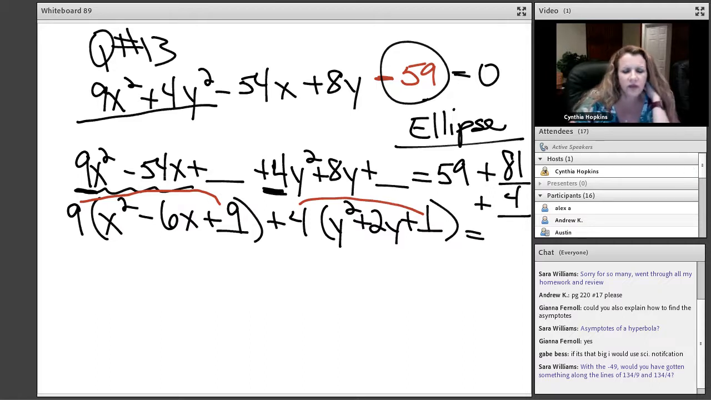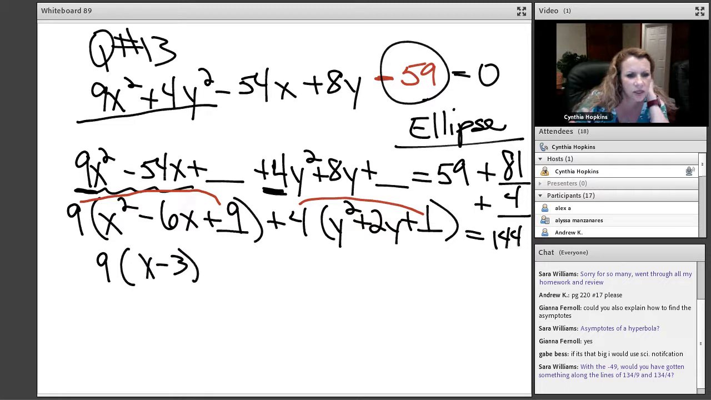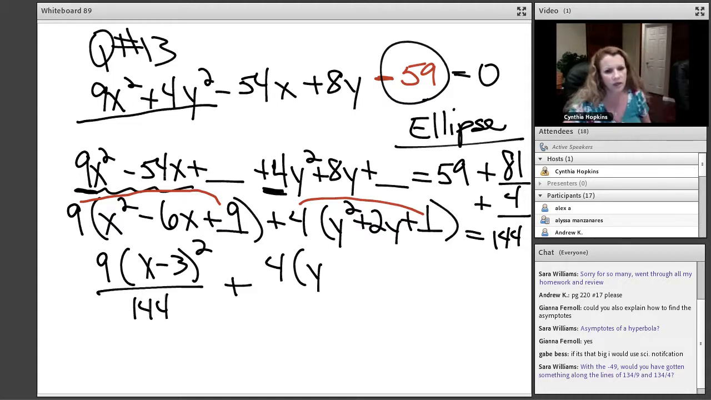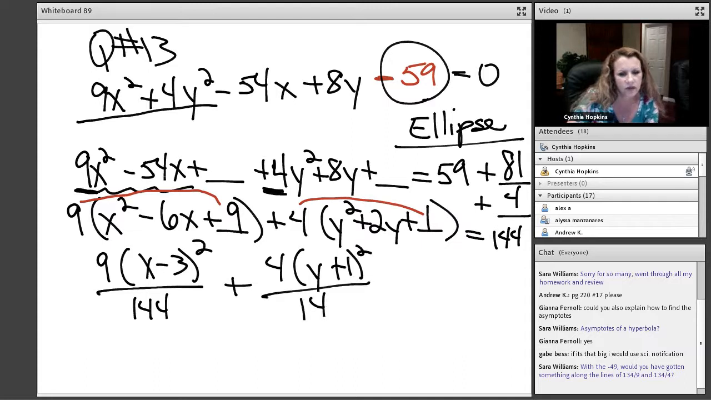Okay, when I add the 59, the 81, and the 4, I get 144. Okay, so I'm going to have 9. I'm going to factor this, x minus 3, the quantity squared. I'm going to end up going divided by 144 because I know the equation of an ellipse needs to equal 1. So for my next term, I get plus 4, the quantity, y plus 1, the quantity squared. That will also get divided by 144 and then equals 144 over 144.